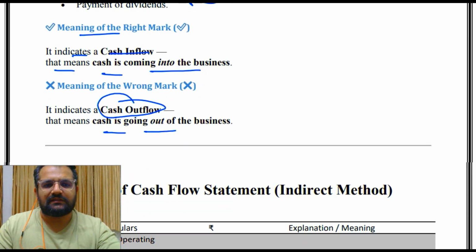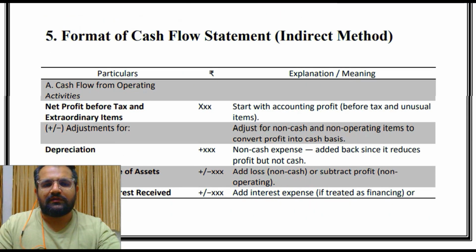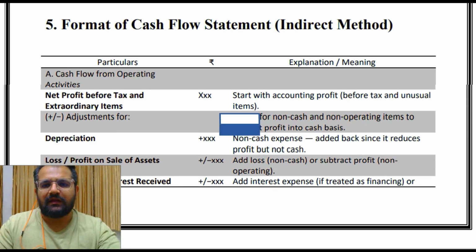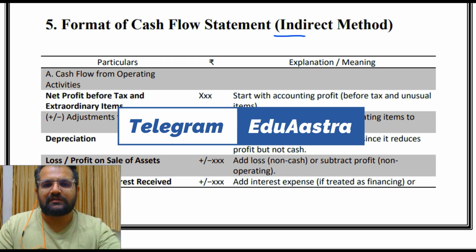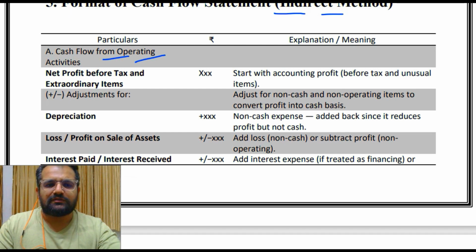Then we have already seen this, that right mark is for cash inflow and cross is for cash outflow, that is, cash is coming into the business or cash is going out of the business. Then the format of cash flow statement, indirect method format. So particulars: cash flow from operating activities. Net profit before tax and extraordinary items, some XXX amount. Start with accounting profit before tax and unusual items. Then adjust for non-cash and non-operating items to convert profit into cash basis.